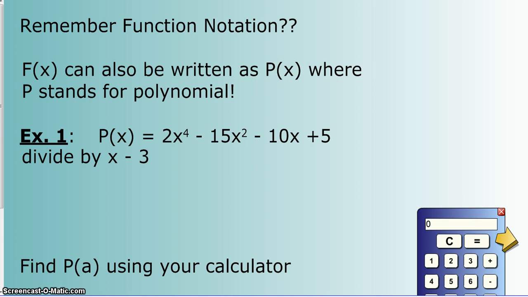So I'm sure you guys remember function notation from last year. F of x can also be written as p of x. P just stands for polynomial. So sometimes you might see p of x.